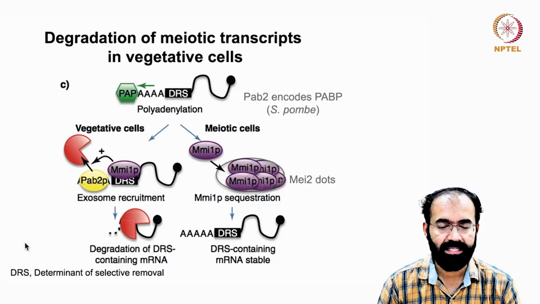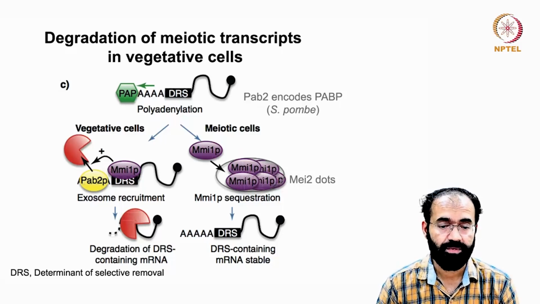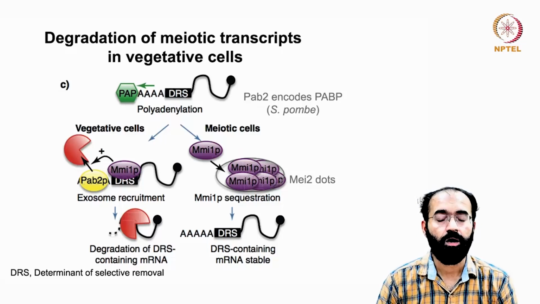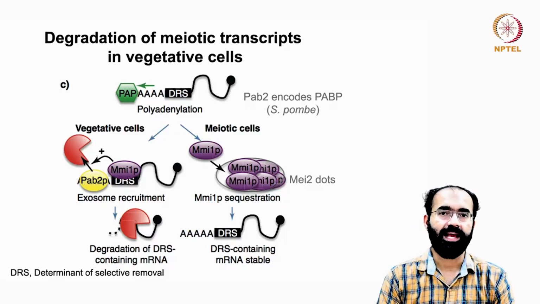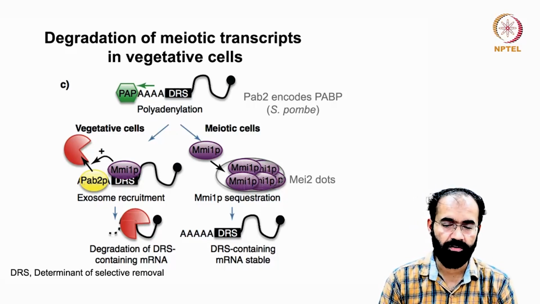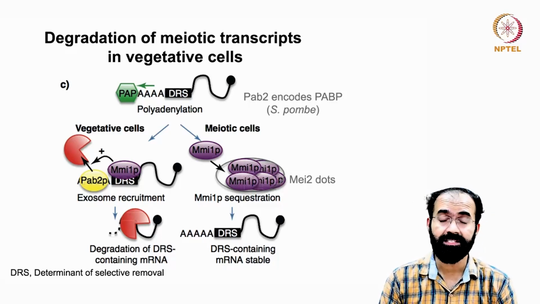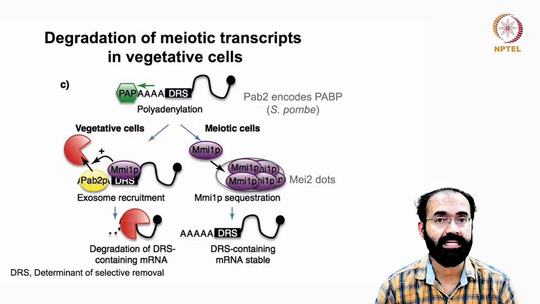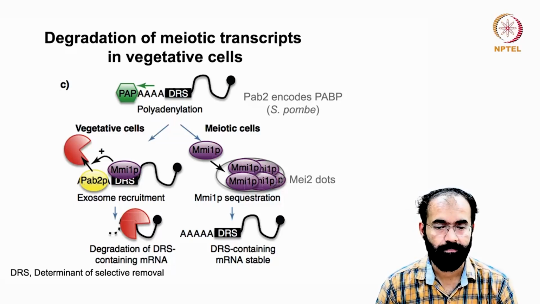Now let us see another example, the degradation of the meiotic transcripts. So this is something interesting. All of you know what meiosis is. In yeast, Saccharomyces cerevisiae, it can undergo the degradation of certain RNA based on whether the cell is in the mitotic stage or meiotic stage.